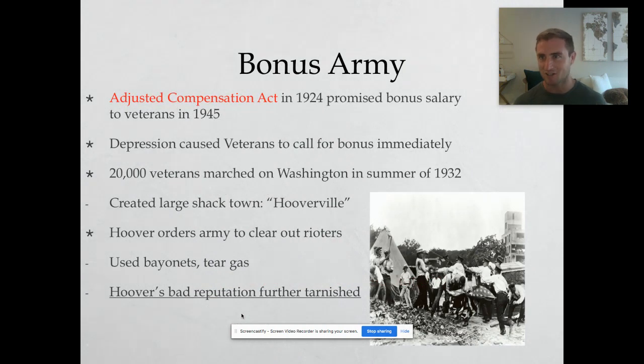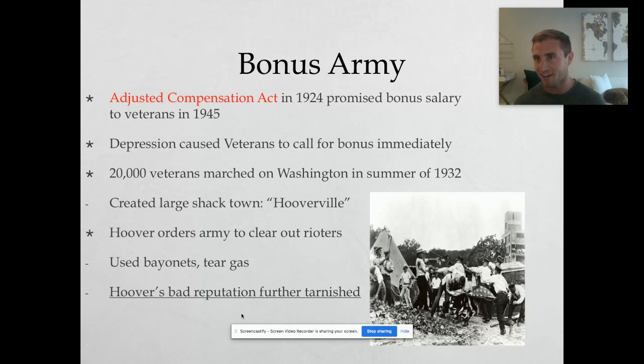And then adding to his resentment are our veterans. Because of that Adjusted Compensation Act in 1924, our veterans are promised $3.5 billion to be given to them in 1944. Actually, really, not until January 1st of 1945. Now the Depression has hit, and so our veterans want their money now. They want their bonus now, and so 20,000 veterans are going to march on Washington. This is the so-called Bonus Army. They are going to stay outside of the White House and wait until something happens. This is a long protest.